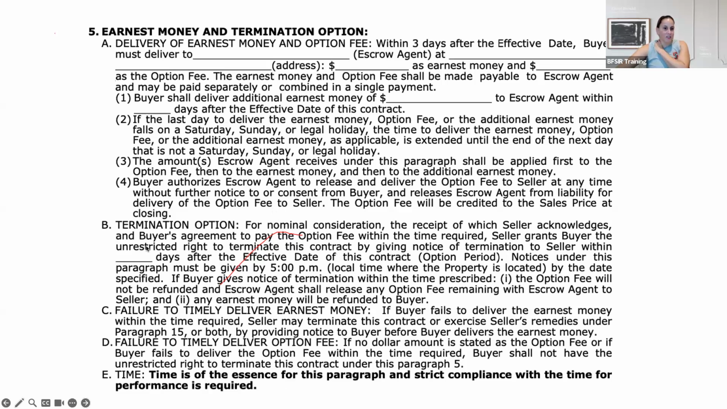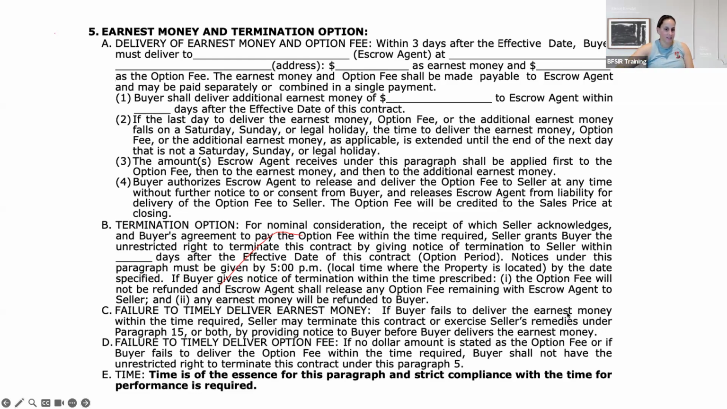For nominal consideration, the buyer is paying the option fee, then they have the right to terminate by 5 p.m. on this date. And I'm going to point this out: if the buyer fails to deliver the earnest money within the time required, then the seller may terminate this contract. The reason we do that is because back in the day when we didn't have this provision, there were lots of investors who would write their offers and say no option, which looks really attractive, but then they would never deliver the earnest money. And the sellers were basically stuck in this contract with a buyer who hadn't performed.